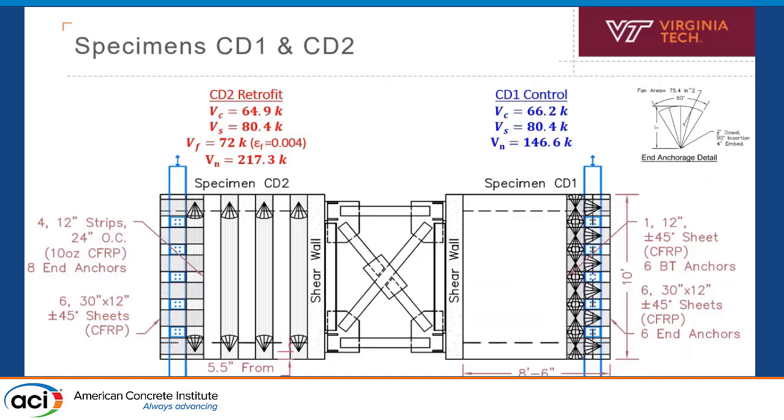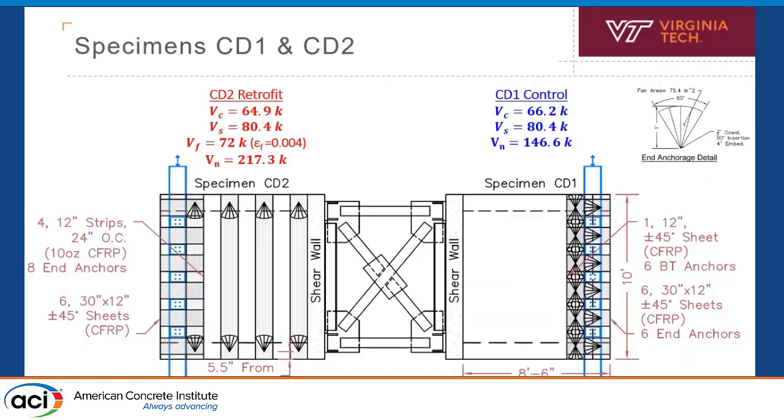So if you take all that into consideration, use the equation provided in 440, which I'll get to in a little bit, and we're assuming an effective design strain here. This is important. At 0.004, you get an increase in shear strength of 72. So if you're comparing nominal capacities, 217 versus 146.